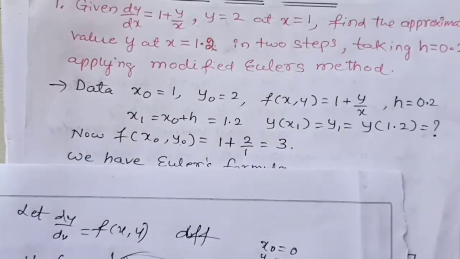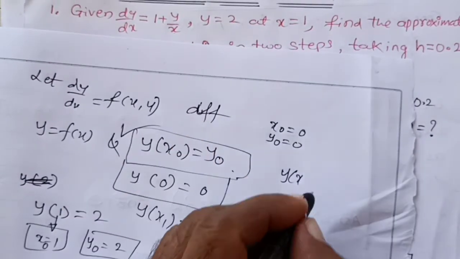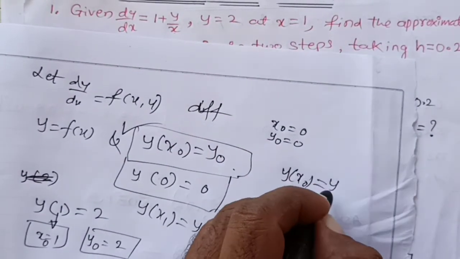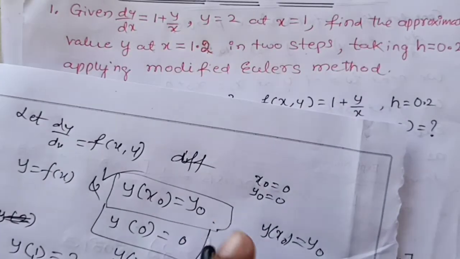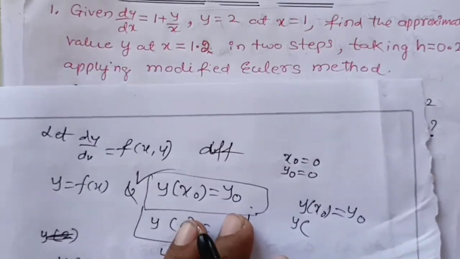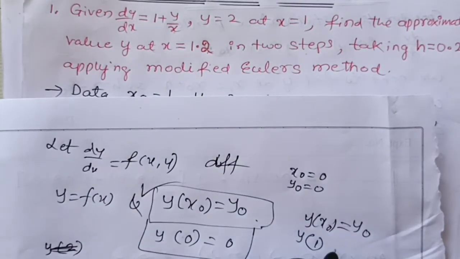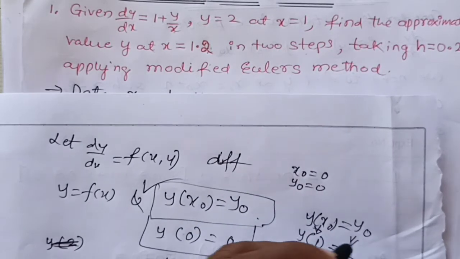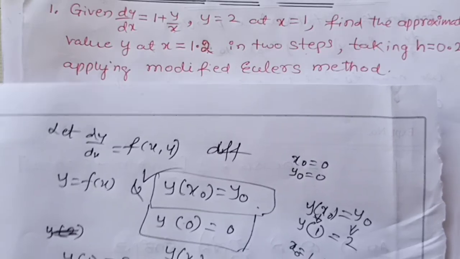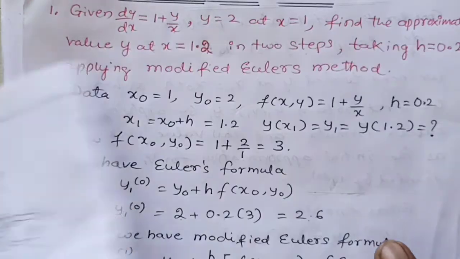So this one is important, y of x naught is equal to y naught. So y at x is equal to 1 is equal to 2. That means x naught is equal to 1, y naught is equal to 2.